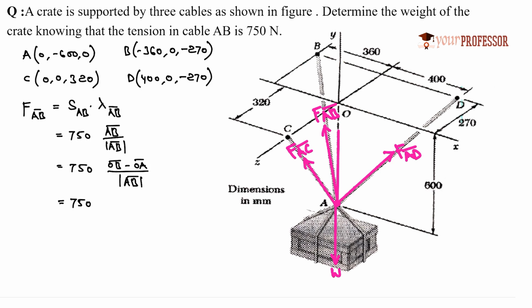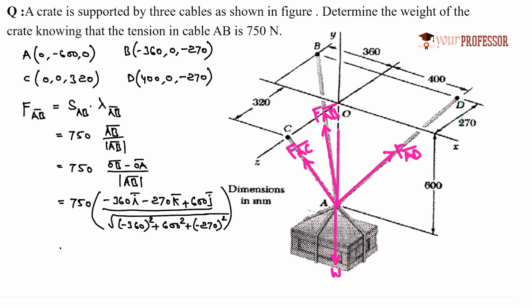So let's write minus 360 I bar plus 0 J bar, I am not going to write that, minus 270 K bar, minus OA bar. So 0 I bar, I am not going to write that, minus 600 J bar. So minus of minus, it is plus 600 J bar plus 0 K bar, divided by the magnitude of this one, which is nothing but square root of I bar coefficient, nothing but minus 360 whole square plus J bar coefficient, which is nothing but 600 square, and K bar coefficient, which is nothing but minus 270 whole square.